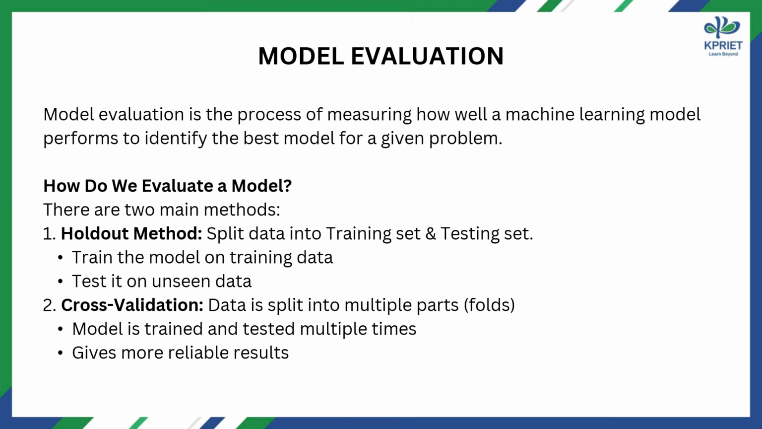Model evaluation is the process of measuring how well a machine learning model performs to identify the best model for a given problem. So how can we evaluate this model? There are two main methods. One is the holdout method and the second one is cross validation. In the holdout method, the data is split into a training set and a testing set, and we train the model on training data and test it on unseen data. In cross validation, data is split into multiple parts or folds and the model is trained and tested multiple times, which gives more reliable results.